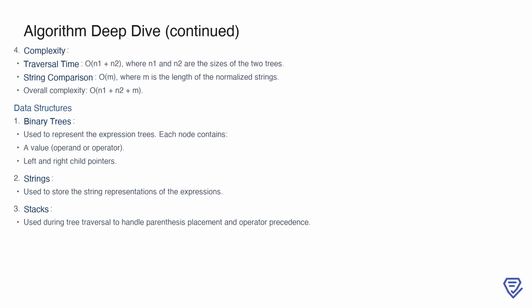Now, let's analyze the complexity of this approach. The traversal of the two trees requires time proportional to the size of the trees, which is n1 plus n2, where n1 and n2 represent the number of nodes in the respective trees. Comparing the normalized strings, which have a combined length of m, takes m time. Therefore, the overall time complexity is n1 plus n2 plus m. In terms of data structures, we use binary trees to represent the expression trees, where each node stores a value and pointers to its children. Strings are utilized for storing the generated expressions, and stacks are employed during traversal to handle parentheses and operator precedence.